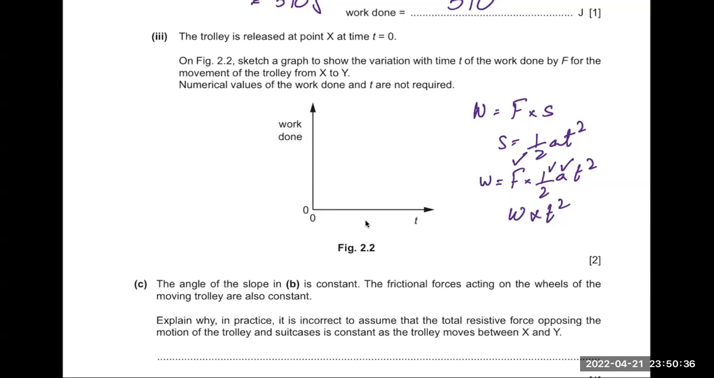Y is proportional to X squared. What does the graph look like? It's a curve with an increasing gradient. Do you get this graph part? Any confusions?